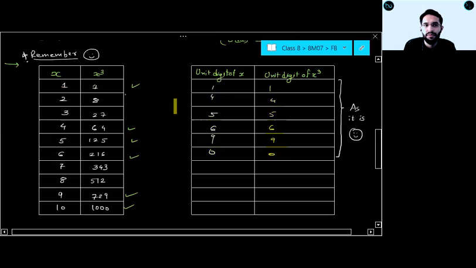Sir, but there are 3 and 2 also, no, sir? Those I will write here. For 3 and 2, what can we do? For 2 it is 8, 3 it is 7. That I will write here. First I have written those numbers for which we are getting the same answer. Okay, sir.